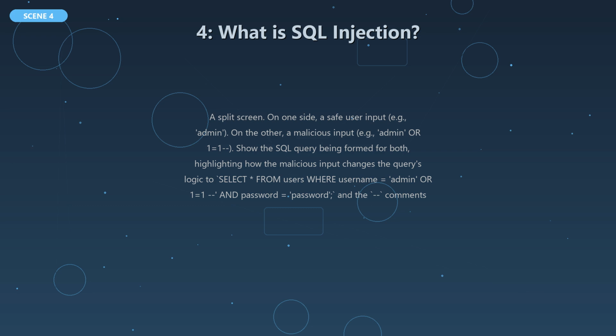The dashes are SQL comments, effectively telling the database to ignore everything that follows. Since 1 is equal to 1 is always true, the database returns all rows, allowing the attacker to bypass authentication entirely. This simple example highlights the profound impact of this vulnerability.